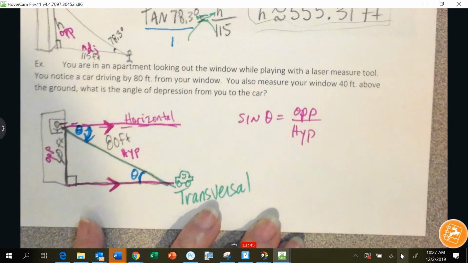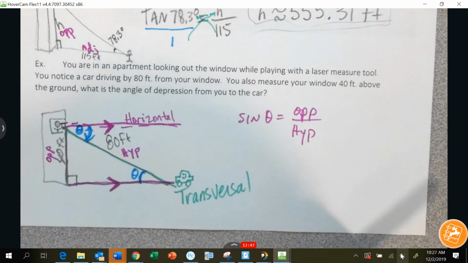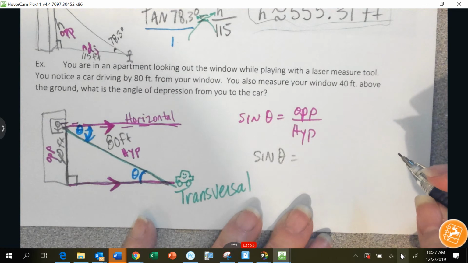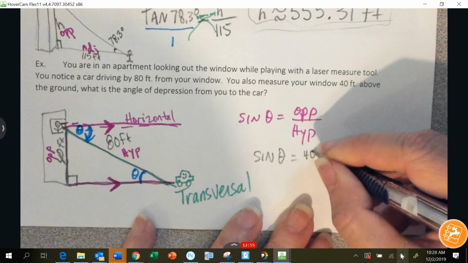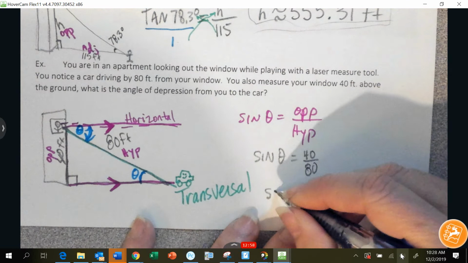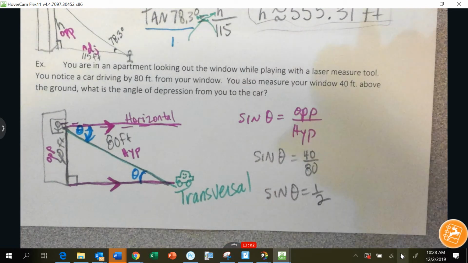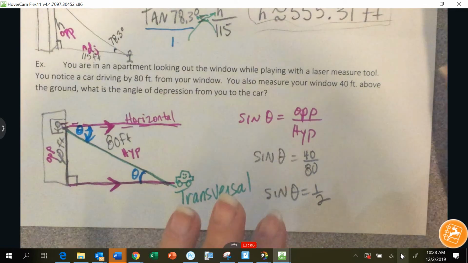So I'm going to fill in the information. Sine of theta equals 40 over 80. Sine of theta equals one half. What is it? 30 degrees. I didn't even need my calculator for that.